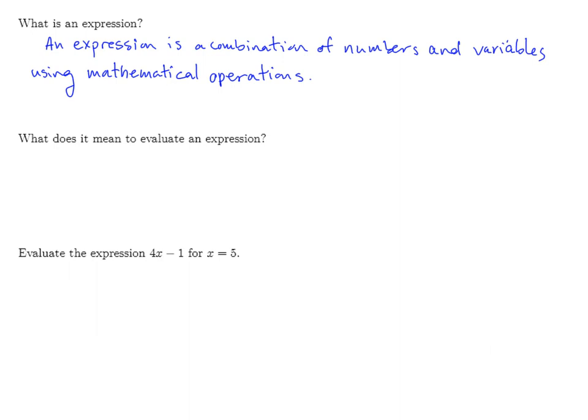So some examples. We could see something like 5x minus 7 halves y plus 3. We could also see something like length times width. That's a common one we see in geometry for the area of a rectangle. We could also see something like 8x squared.